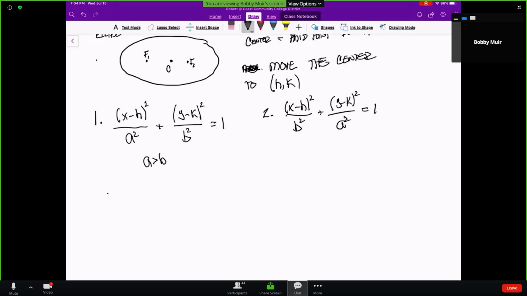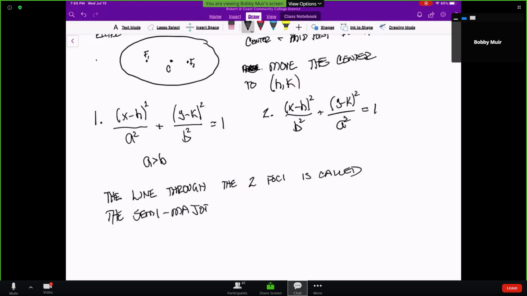Now the line through the two focal points is called the semi-major axis. I don't know why someone had to say semi, or just major axis.